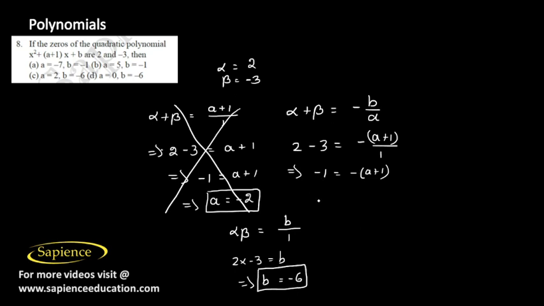That gives us minus 1 is equal to minus a plus 1. Both the negative terms will get cancelled and we will get 1 equals a plus 1. That means a is equal to 0. So a is 0 and b is minus 6. So the correct answer is D.